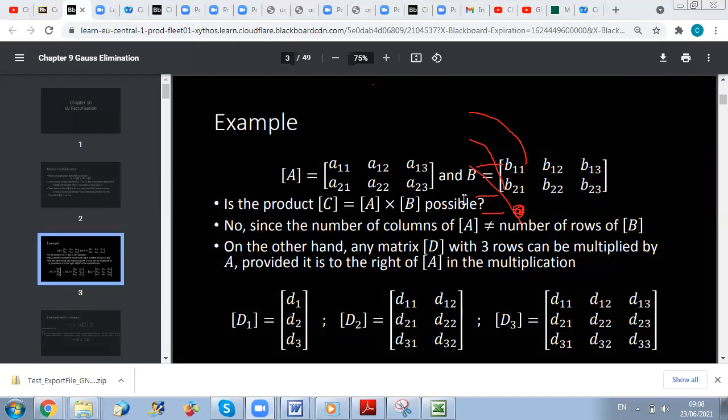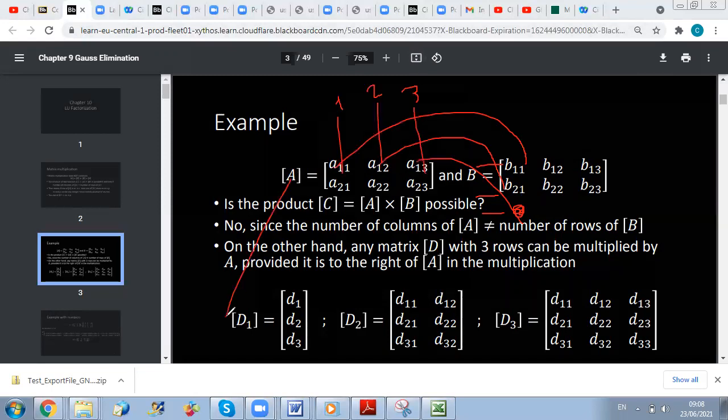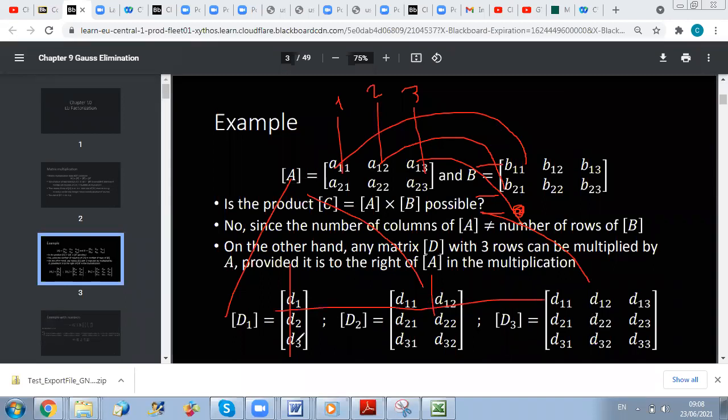Now, if we want to multiply A by another matrix D, the condition is that D should have 3 rows, and it can have any number of columns. For example, A can be multiplied by D1 with 1 column, D2 with 2 columns, or D3 with 3 columns. What is common between these three matrices is that they all have 3 rows, and this is the criterion. So if A has 3 columns, we should multiply it by a matrix having 3 rows.